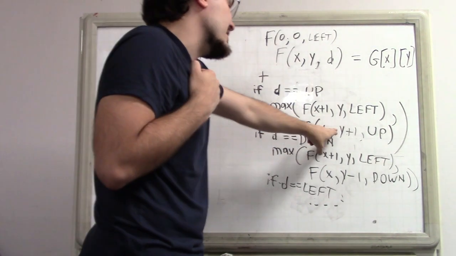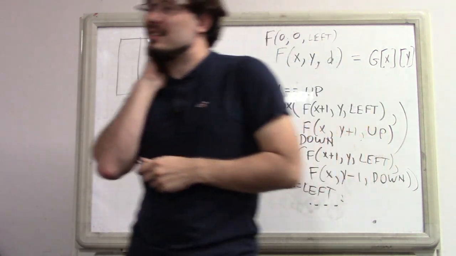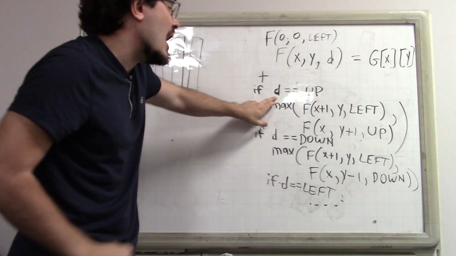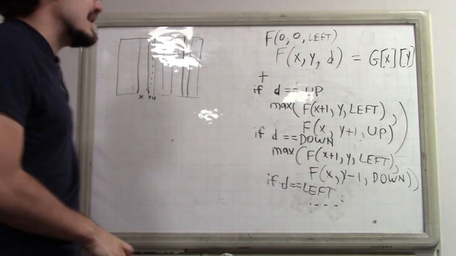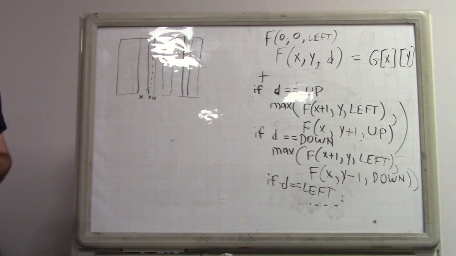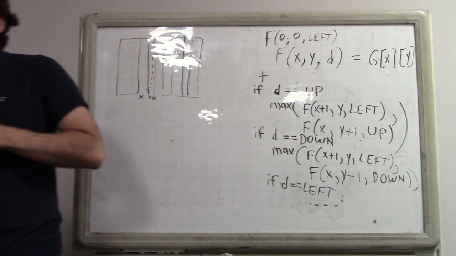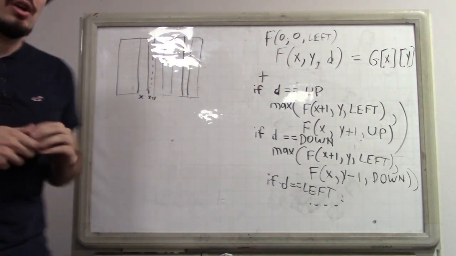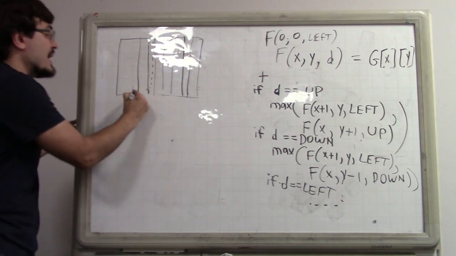Now, what about these other cases? Here it's a little more tricky, because it's direction dependent. We see that up is dependent on higher values of y. That means that when we populate the values for up, we have to do it separately. We're not going to populate all the values for x, y at the same time. We have to expand the dimension of it.